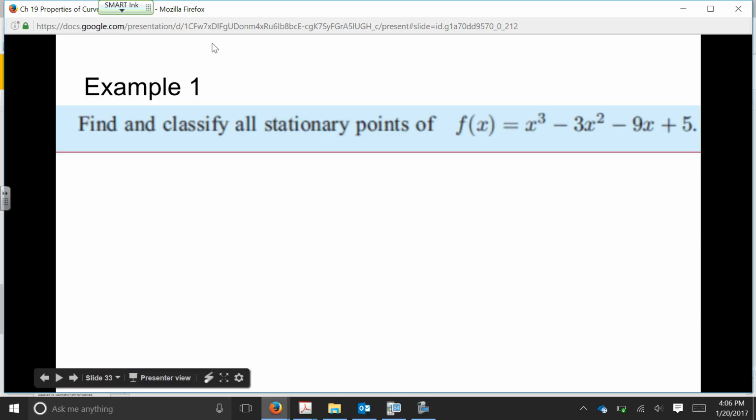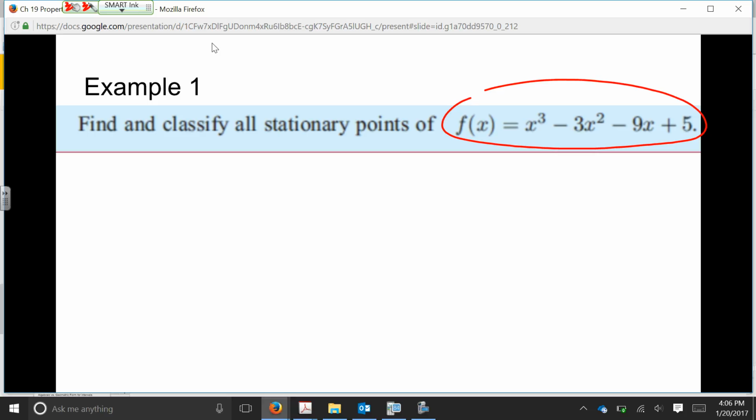So let's put that to use here, and we're going to focus on this function, f of x equals x cubed minus 3x squared minus 9x plus 5. We'll start, as we have been with all of these problems, by finding the derivative function, 3x squared minus 6x minus 9. We want to have an idea of where the zeros are for this because that's going to be our key points that we can find and classify.